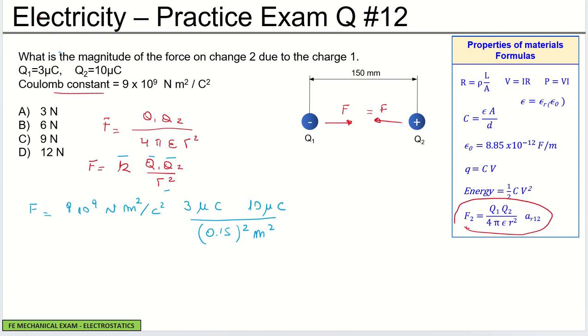Now we have a couple of things to handle because these are microcoulombs. Basically 1 coulomb is 10 to the power of 6 microcoulombs, and because there are 2, we square that.